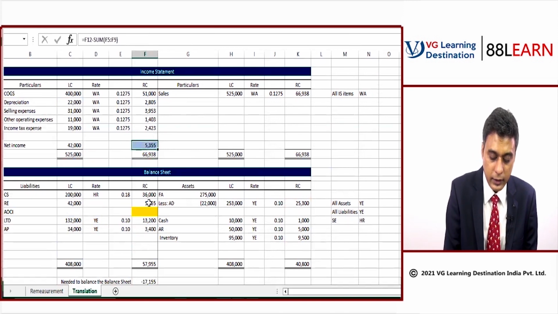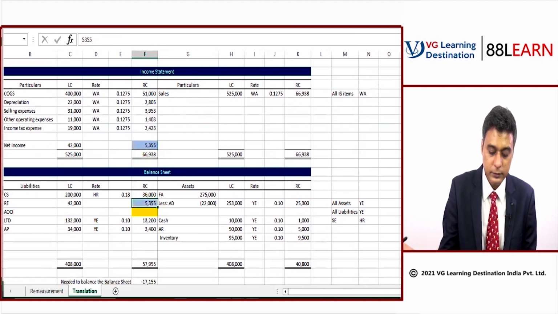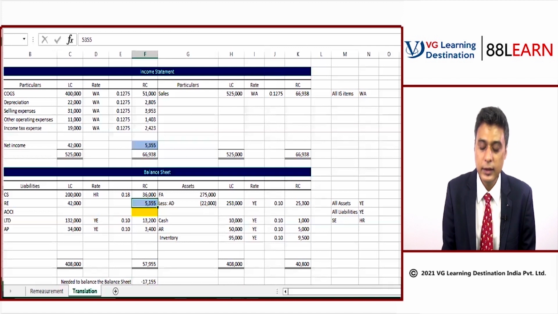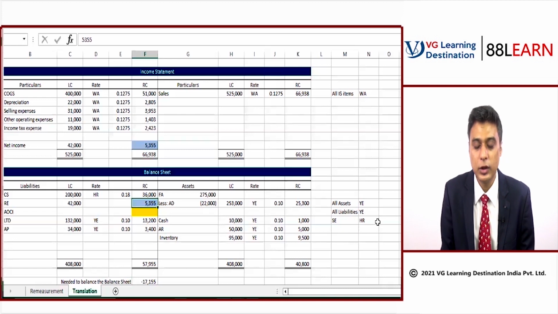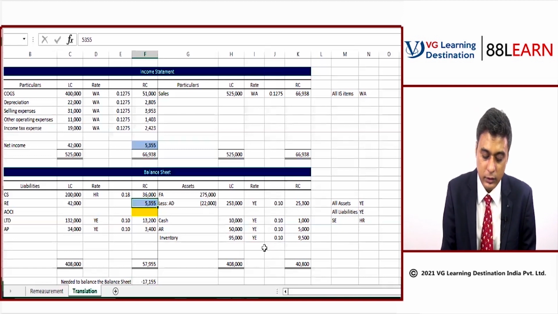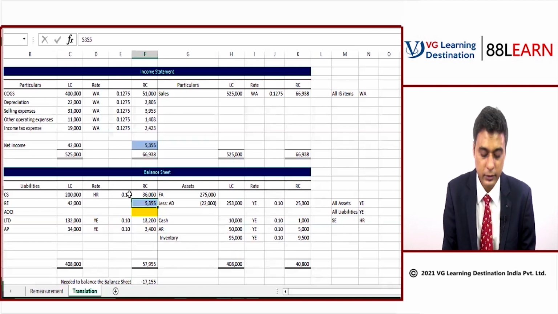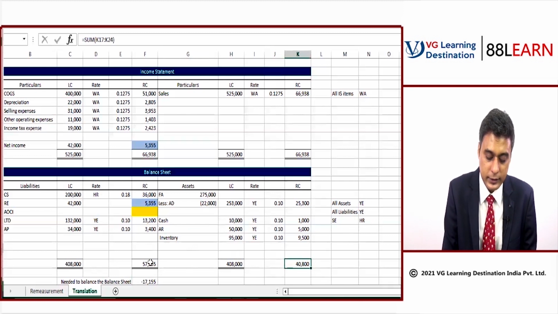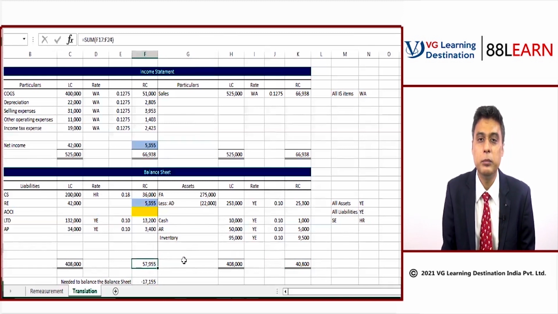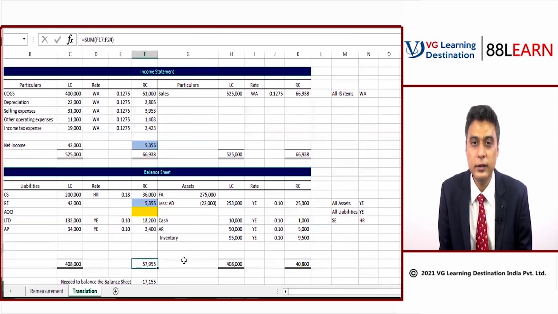Now in the retained earnings, we have plotted 5,355, right? And in the balance sheet, we have converted the items: all assets at year-end rate, all liabilities at year-end rate, stockholders' equity at historical rate. So year-end rate for all assets and liabilities, and stockholders' equity, which is common stock over here, at historical rate. Now we see that our asset side is 40,800 in the reporting currency, whereas the liability side is 57,955. That means our liability side is far greater at this moment.